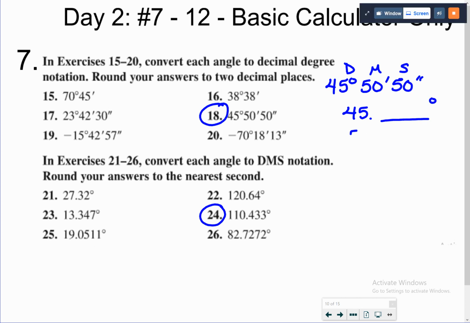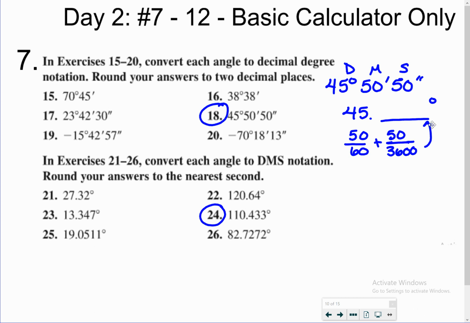If you have 50 minutes, what fraction of a degree is that? Remember, we can think of a degree like an hour in these problems. So if I have 50 minutes, what fraction do I have? 50 60ths. And if I have 50 seconds, what fraction of a degree is that? 50 3600ths. And that is what you need to add together and get a decimal and put it in your calculator.